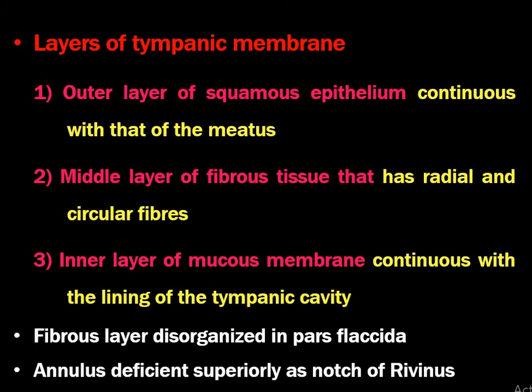There are different layers of the tympanic membrane. First is the outer layer of squamous epithelium that is continuous with that of the meatus. The middle layer of fibrous tissue has radial and circular fibers, and the inner layer of mucous membrane is continuous with the lining of the tympanic cavity. Two important things here: the fibrous layer is deficient superiorly, as the notch of Rivinus.